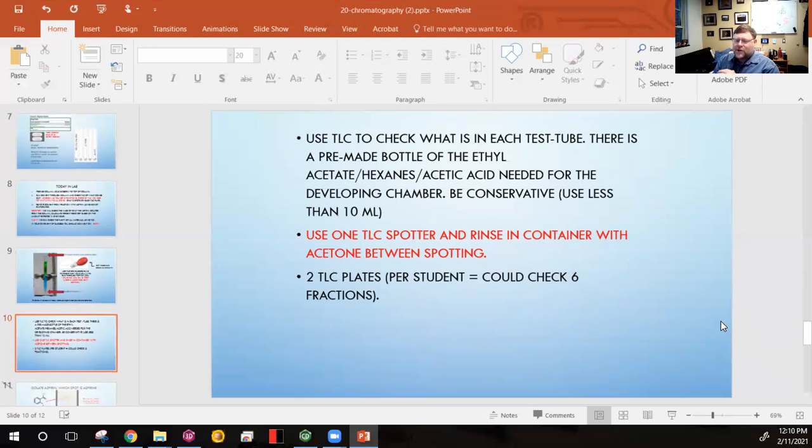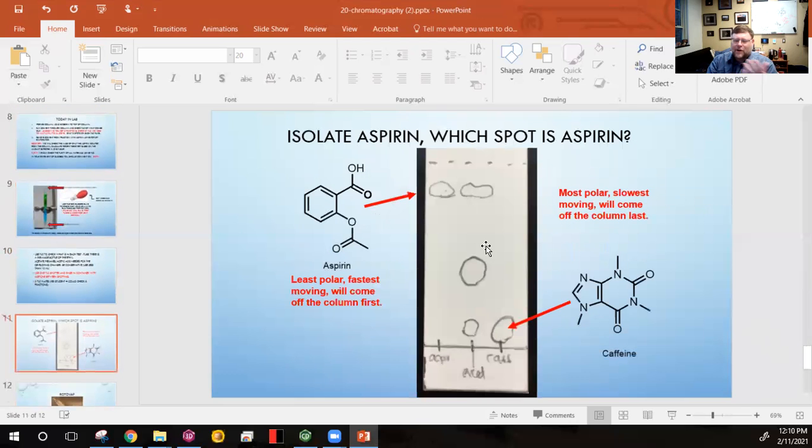Again, you're going to use TLC to check what's in each fraction. You only need to use one spotter. You need two TLC plates per student. And then you're going to get a TLC plate that looks something like this. You can co-spot with pure material, so the aspirin's going to run fastest, then acetaminophen, and then caffeine.